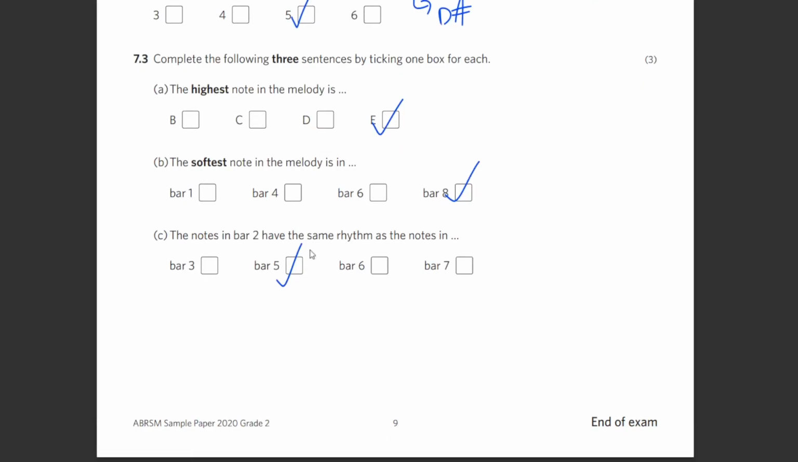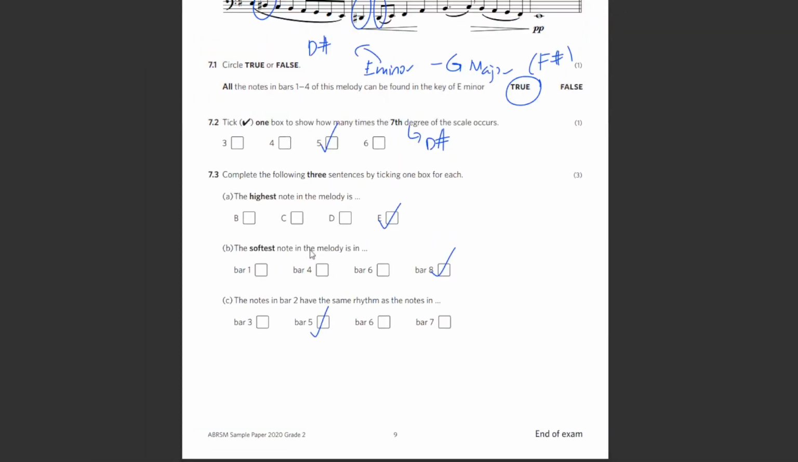Okay, so now we have completed the practice paper or the sample paper from ABRSM.